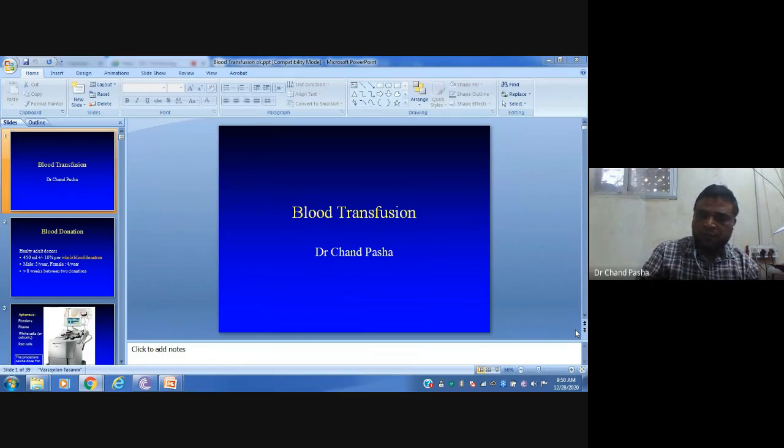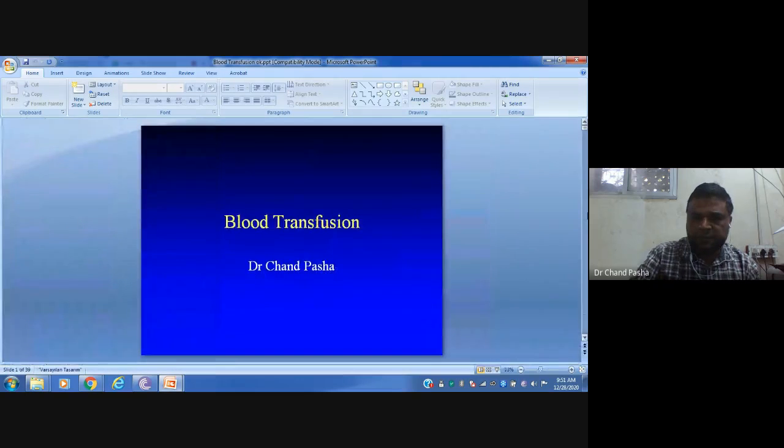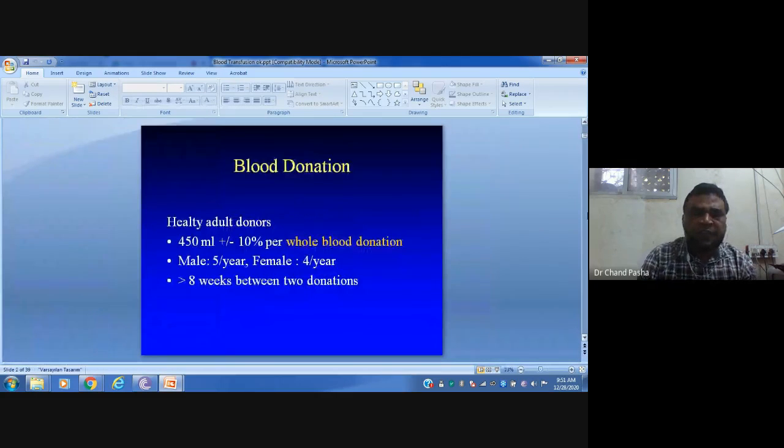So, blood donation. Who can do the blood donation? Many people are conducting these blood donation camps nowadays. Who can donate and how much can he donate? A lot of information is there in this one. I can provide you these slides also. A healthy adult donor can donate 450 ml, plus or minus 10%, so it goes to 400 to 500 ml of whole blood.